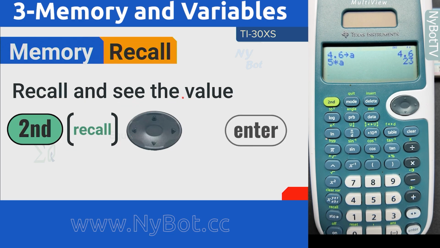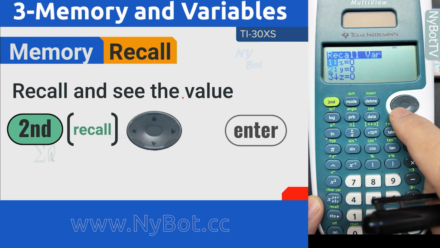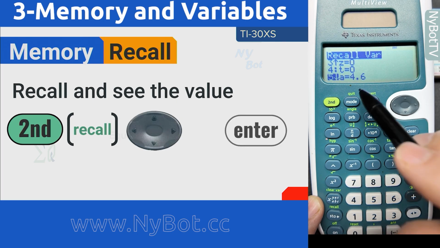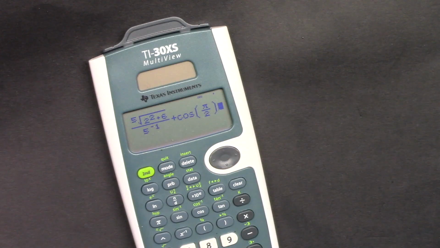To recall and see all the values, the same as before, second function recall, we can see the values. I've cleared them all, and A has 4.6. Clear too.